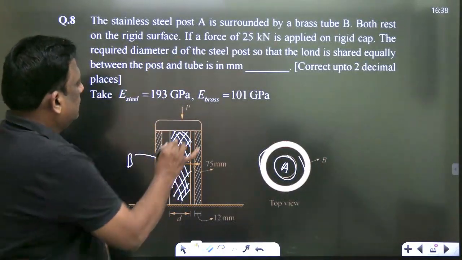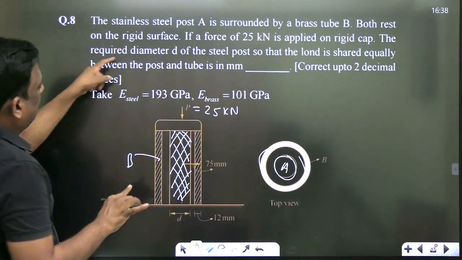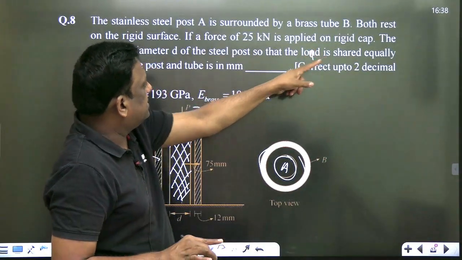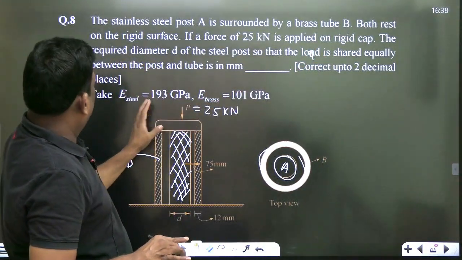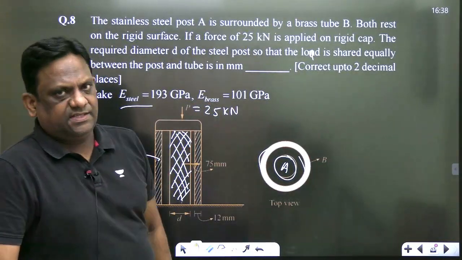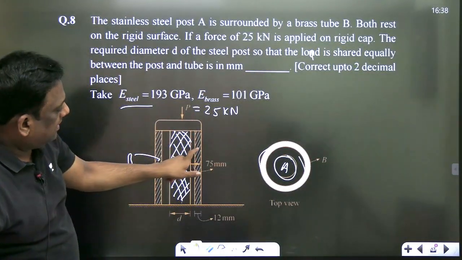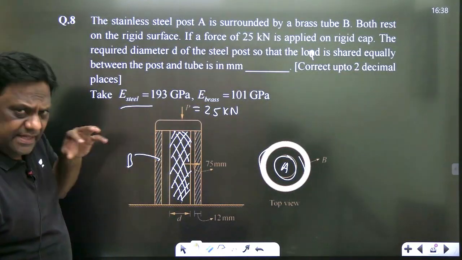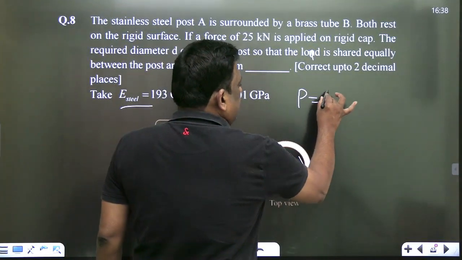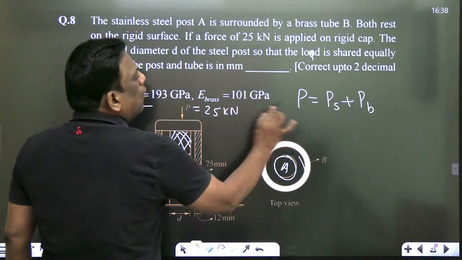A force of 25 kilonewton is applied on the rigid cap. Find the required diameter of the steel post so that the load is shared equally between post and tube. E of steel is given, E of brass is given. One second, wait. It is a composite section, sirs. When I apply load, the load is shared between steel and the surrounding brass. So can I write the load applied is equal to load shared by steel plus load taken by brass? Exactly. But in this problem, both are equally shared.